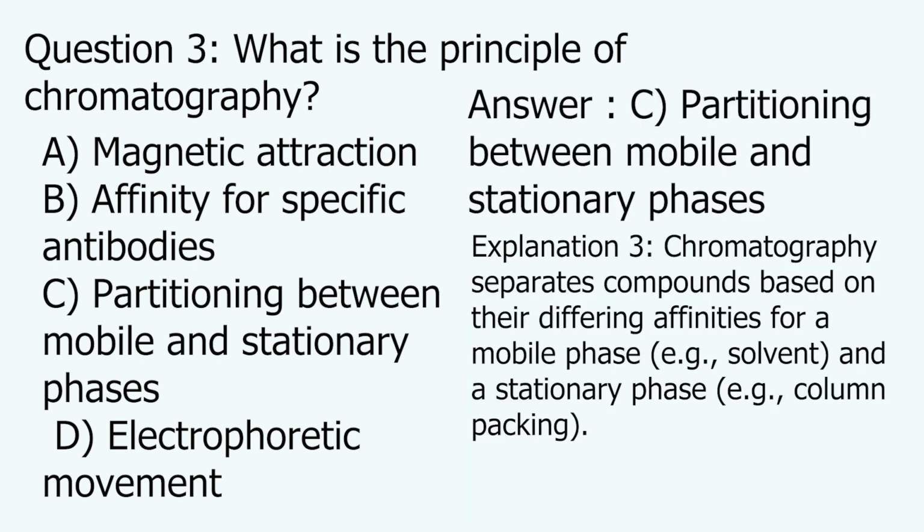Answer. Partitioning between mobile and stationary phases. Explanation. Chromatography separates compounds based on their differing affinities for a mobile phase, for example, solvent, and a stationary phase, for example, column packing.